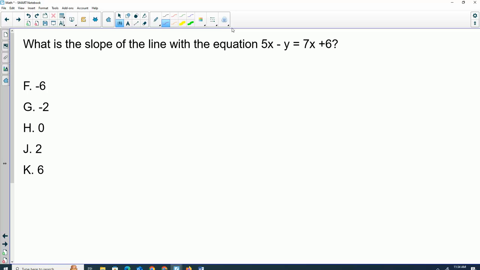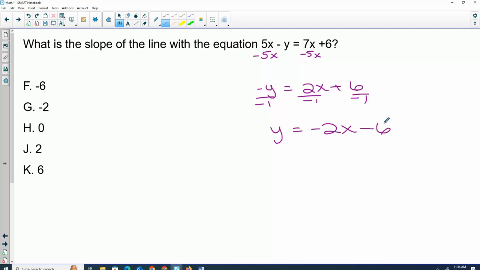If you want to find the slope of the line, what would you have to do? Okay. Get it in y equals mx plus b form. So if I subtract my 5x, then negative y equals 2x plus 6. But it needs to be y equals mx plus b, so how do we get rid of the negative? So y equals negative 2x minus 6. Then you have to recognize slope is which part? M, the number in front of x. So my slope is negative 2.